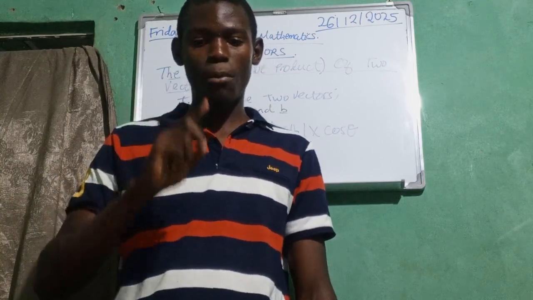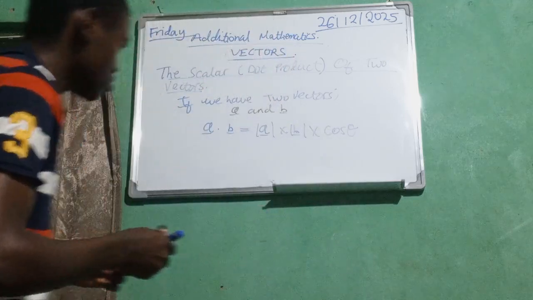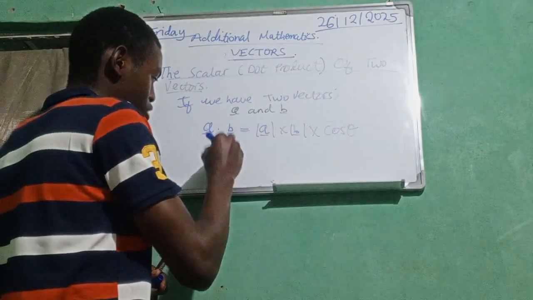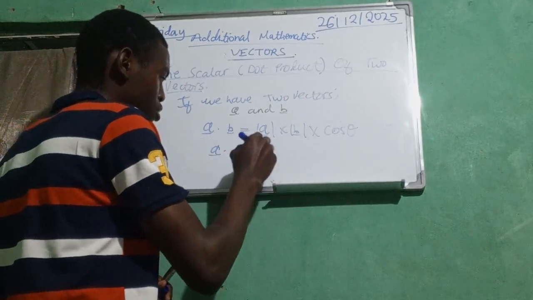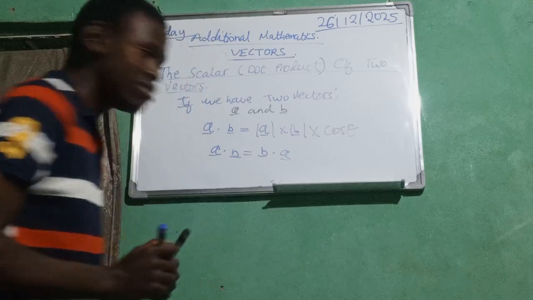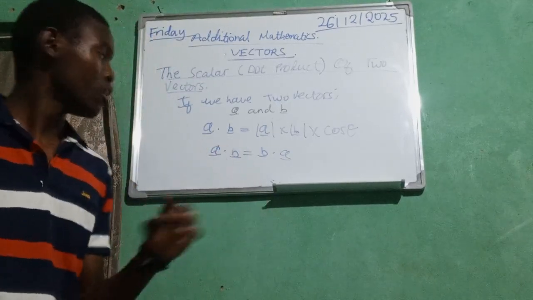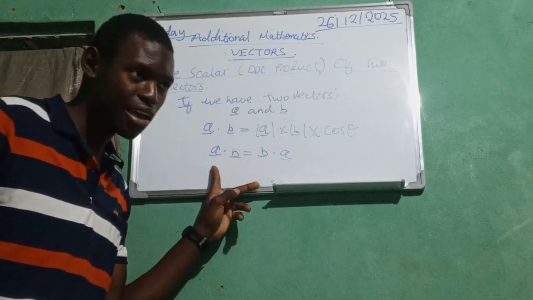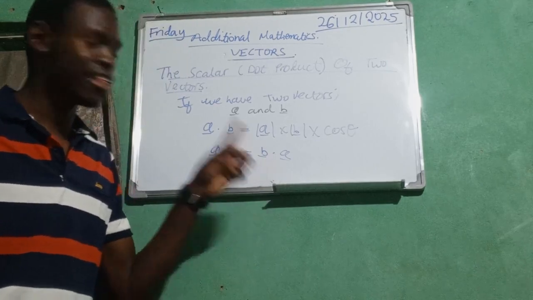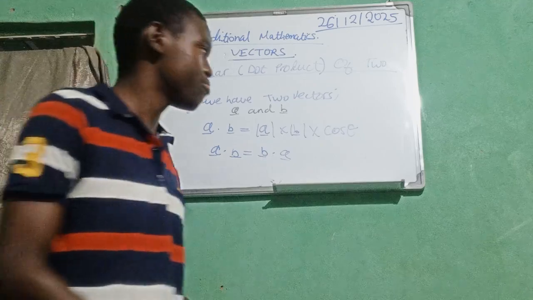The first thing about the dot product is it is commutative. What do we mean? Vector A dot vector B is equal to vector B dot vector A. Commutative means that these vectors can change; you can swap them. You can start with vector A times vector B or vector B times vector A. That's the first thing we need to note.